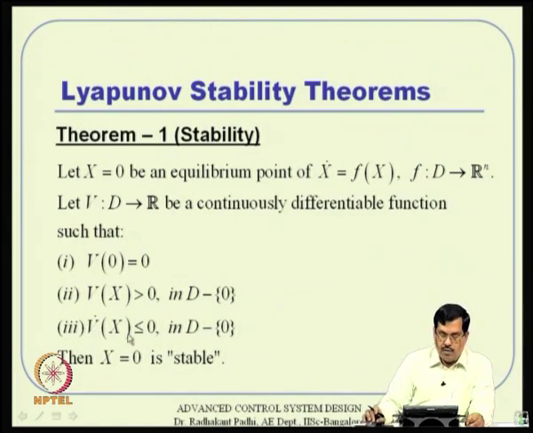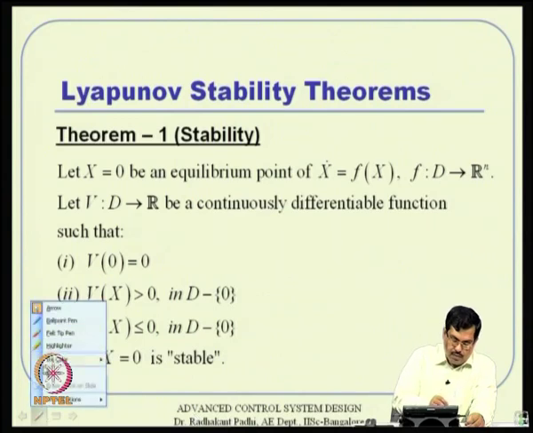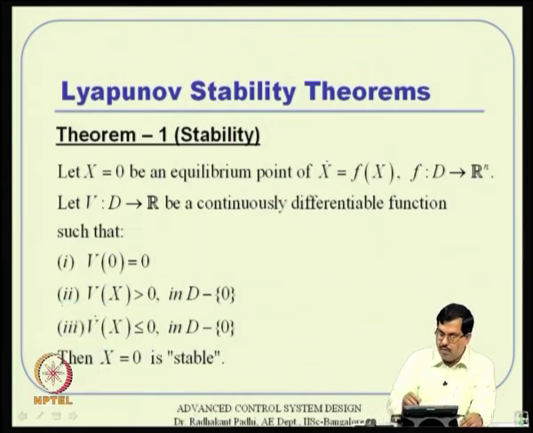In other words, V dot of x has to be less than or equal to 0 in D minus 0, the same domain. V of x is positive definite, whereas V dot of x has to be negative semi definite, then x equal to 0 is stable. Now, there are a couple of comments due here. First of all, how do you compute V dot? If you talk about V dot here, V dot is nothing but, remember V is a function of x only.